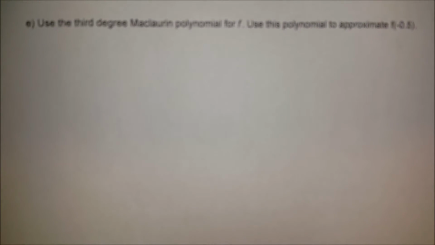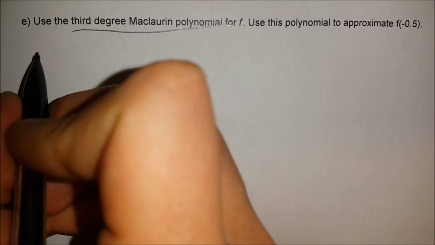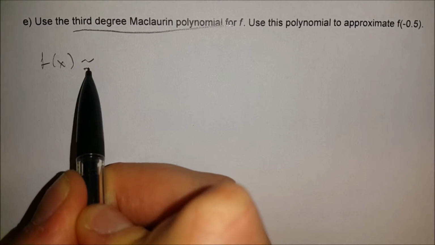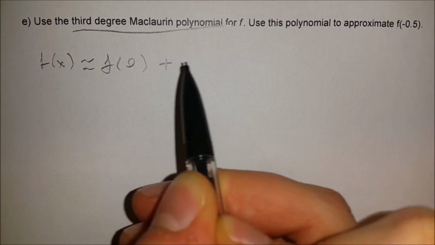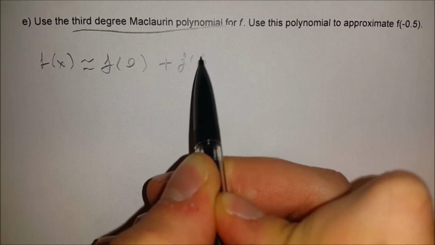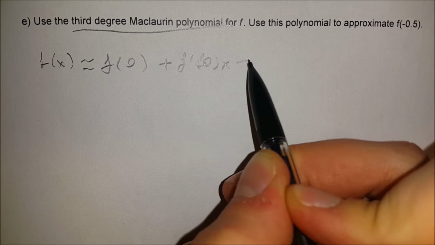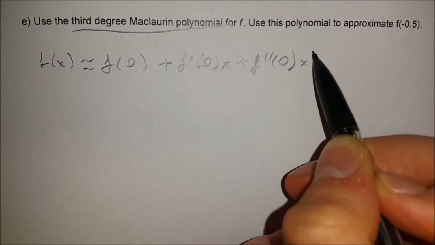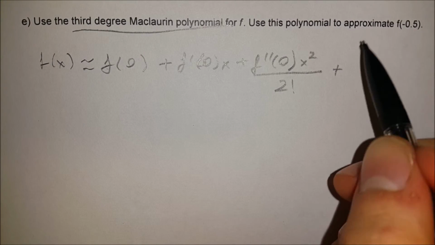This last question is concerning the Maclaurin polynomial series. So we are going to use the Maclaurin polynomial series to approximate the same value of f(negative 0.5). So f(x) is approximately equal to f(0) plus f prime(0) x plus f double prime(0) x squared over 2 factorial. This was the formula.